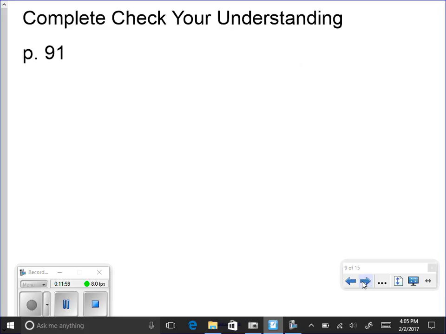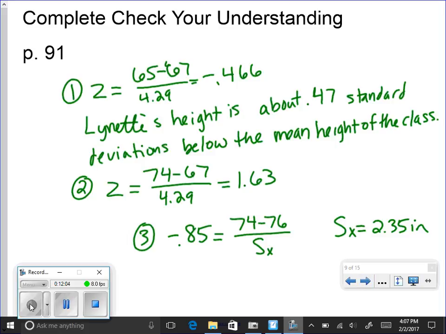So take a minute and try to check your understanding on page 91. All right, so the first one, you can see the work that I did, 65 minus 67 over 4.29. I got negative 0.466. When your z-score is negative, it means the value falls below the mean. So Lynette's height is about 0.47 standard deviations below the mean height of the class.